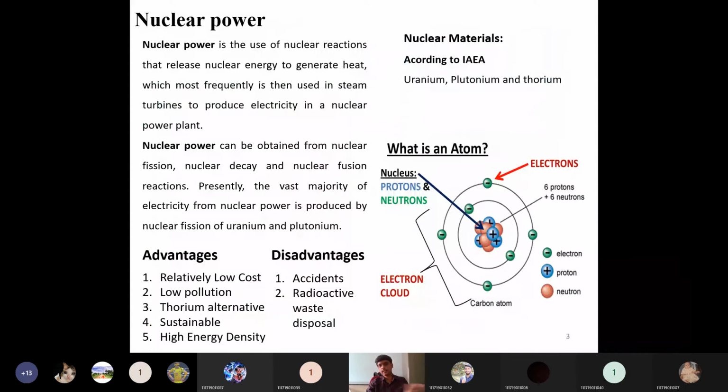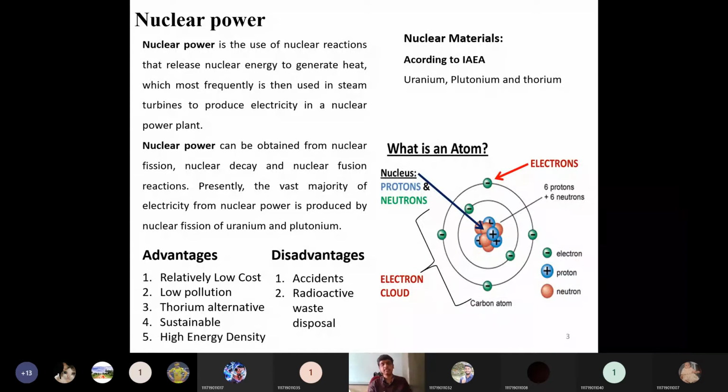Okay, this is about nuclear power, a general introduction to nuclear power. So until now, if you have any doubts or anything you want to know more about, you can ask me. So simply, we can define what an atom is. From the nucleus, neutrons, protons, and electrons, we can define an atom.